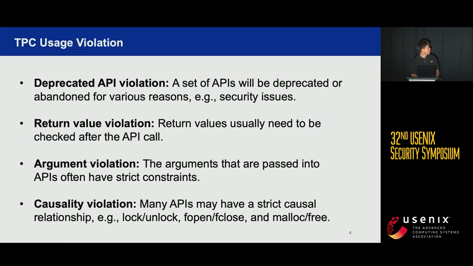First, I want to introduce four kinds of usage violations. We classify them based on previous works and our observations. The first one is the deprecated API violation, and also the return value violation, the argument violation, and the causality violation.